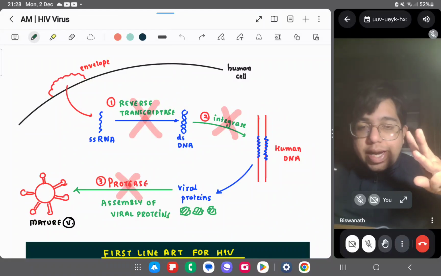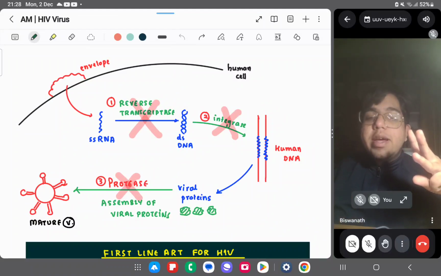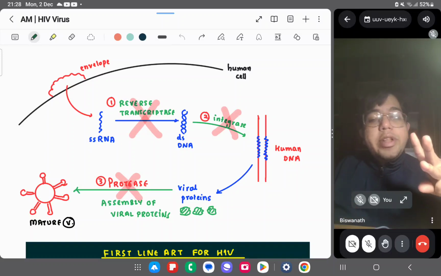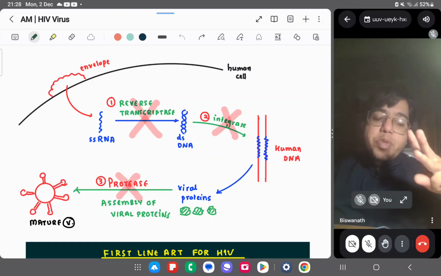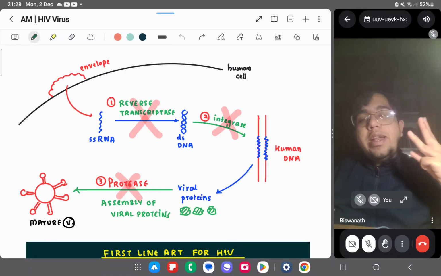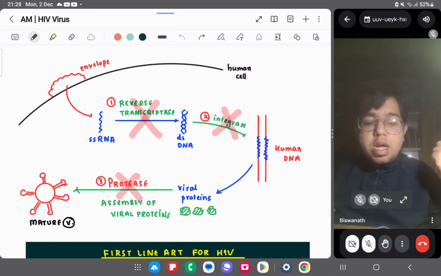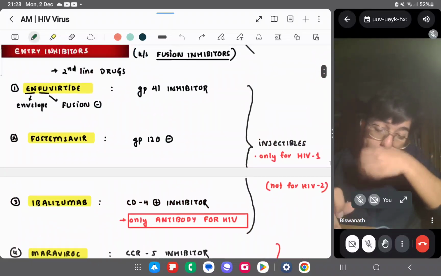And this human DNA is producing viral proteins. These viral proteins are inactive. They have to be activated to produce the virions. If the viral proteins aren't activated, how will they produce the total virions, right? So for these viral proteins, the assembly is basically done by the protease enzyme, right? So we can inhibit the protease also. Protease inhibitors. Four classes of drugs: entry inhibitors, RT inhibitors, integrase inhibitors, and protease inhibitors.